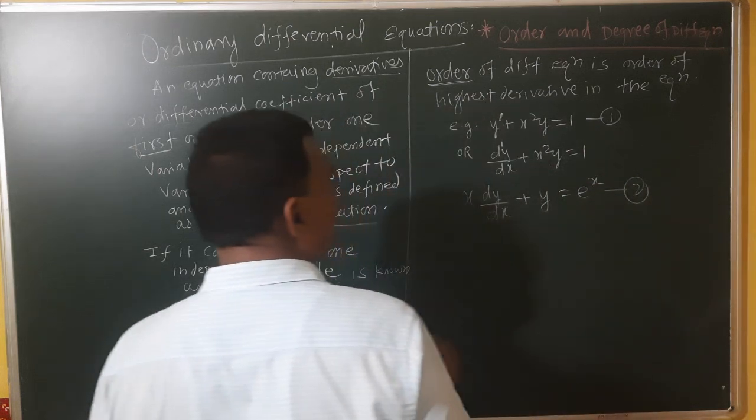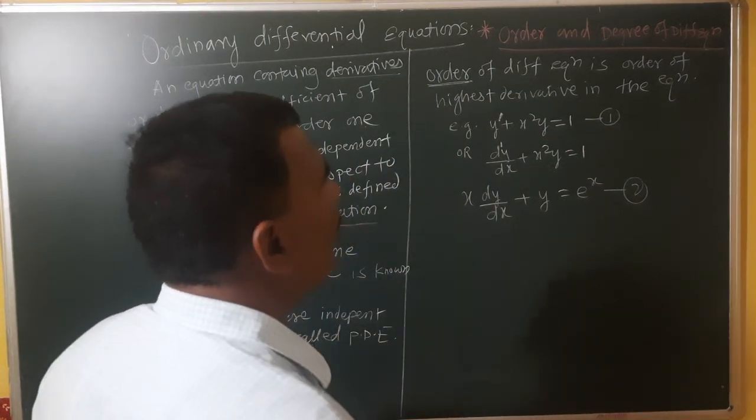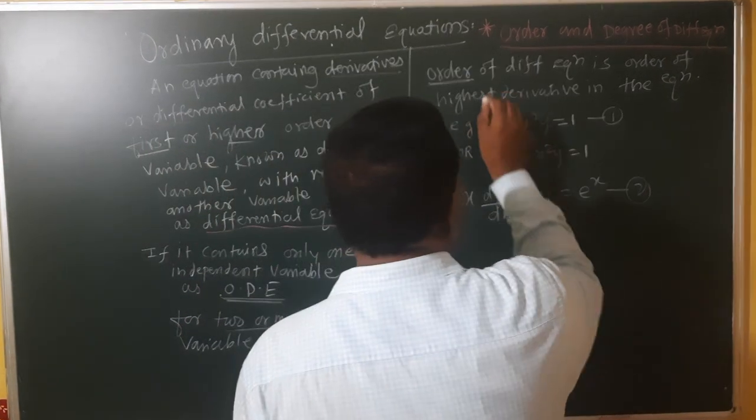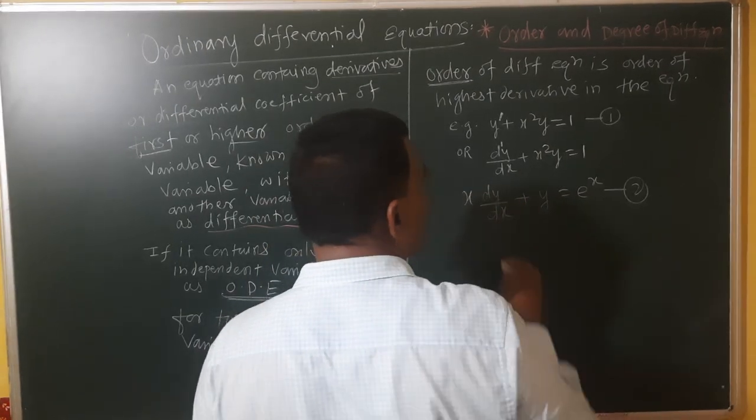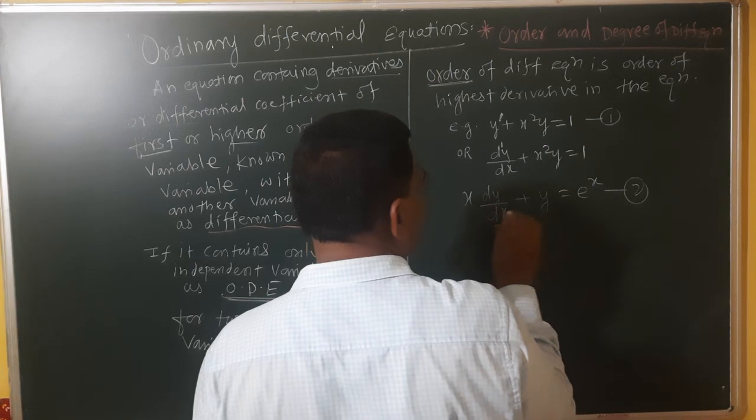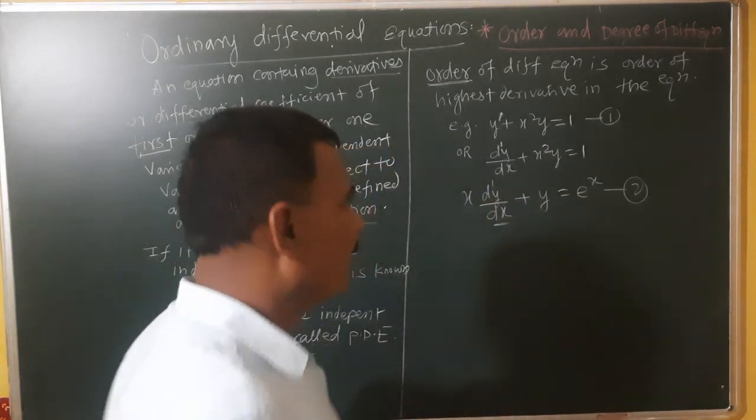Now here again, what is the order? The order of a differential equation is the order of the highest derivative. That is the highest derivative, and the order is what? 1.